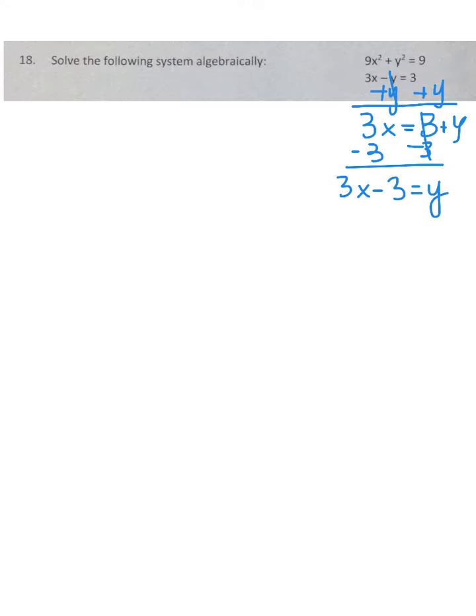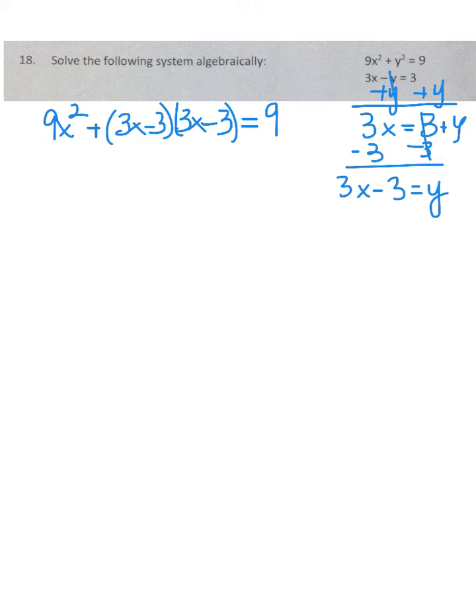So this one asks you to solve algebraically. So I started off by taking the second equation and just solving for y. So I have a y value that is 3x minus 3. So then I'm going to take the first equation, which is 9x squared plus, and now I see that I have a y. I'm going to take that and write 3x minus 3, but it is squared. So remember, when you have a quantity that's squared, it's the same thing as writing that quantity twice. And then we know that this is equal to 9.